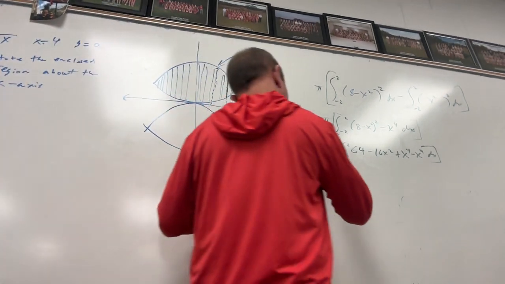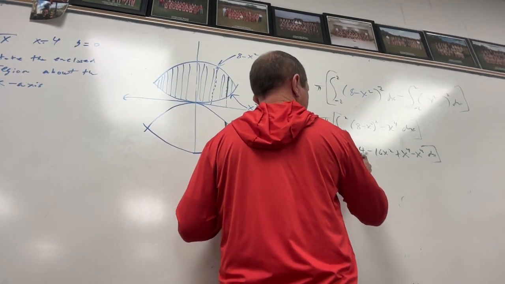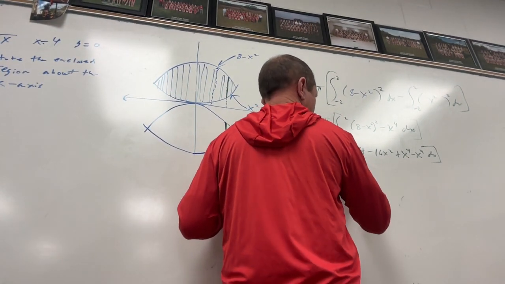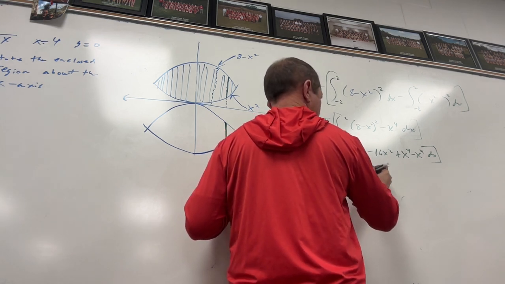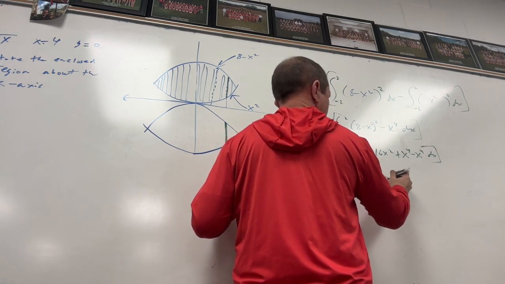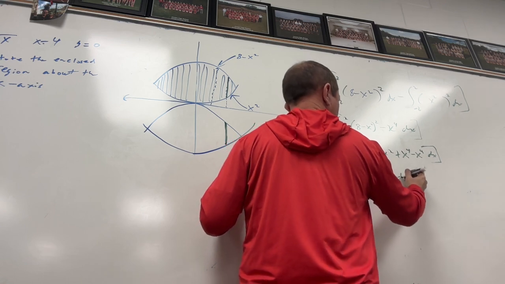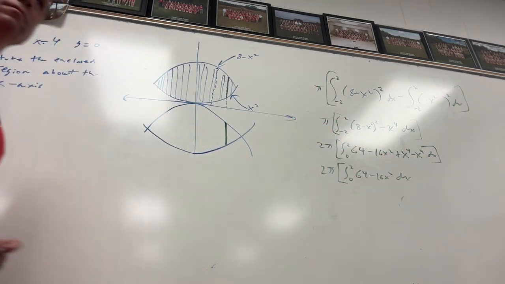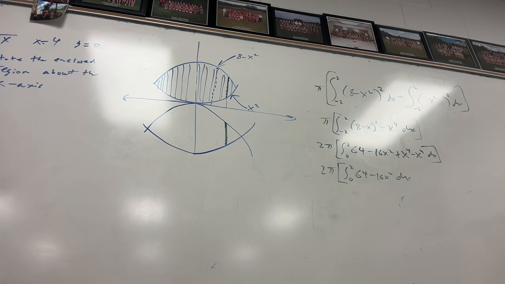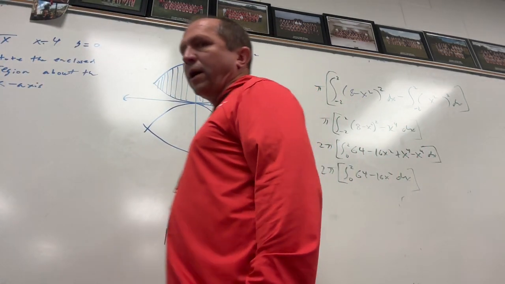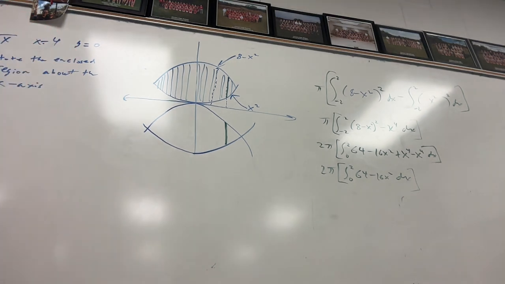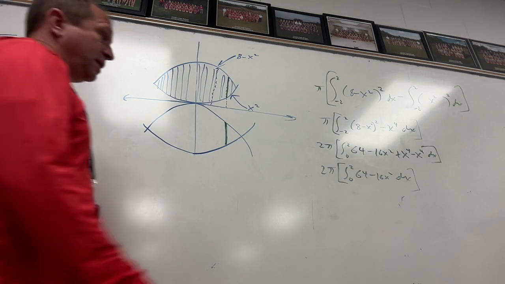So, 2 pi times the integral from 0 to 2 of 64 minus 16x squared dx. Are y'all okay with that? Now, I could go straight from integrating there, but I can make my numbers smaller by doing what? Yeah, factoring out a 16.